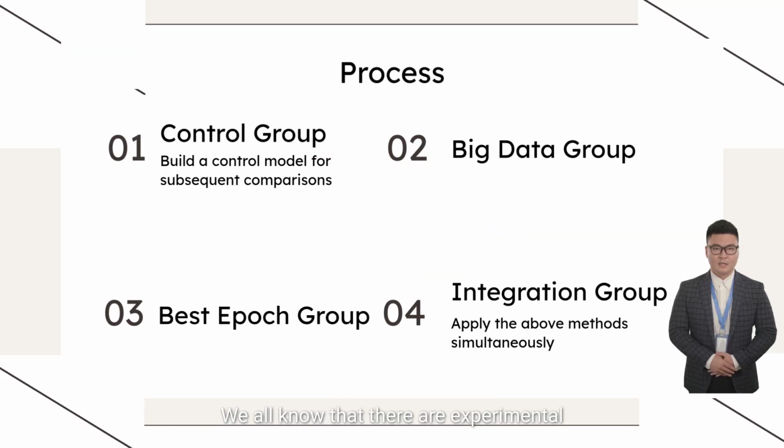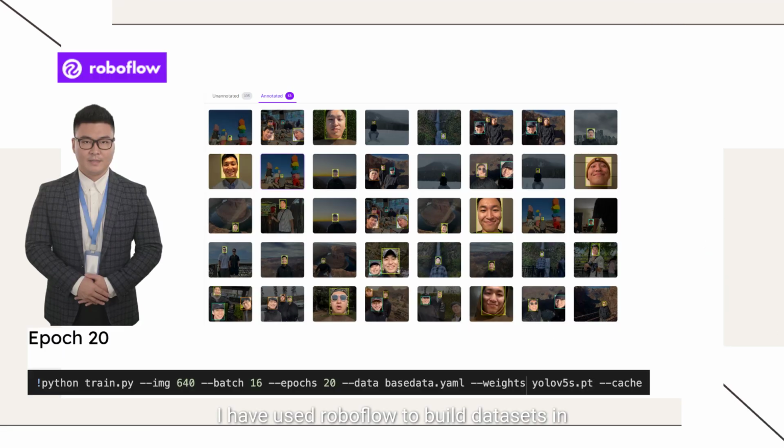We all know that there are experimental groups and control groups for experiments, so I divided the experiment into 4 groups, one of which is the control group, and the rest are the Big Data Group, the Best Epoch Group, and the integration group that uses the above methods. I have used RoboFlow to build datasets in the following. Let's start with the control group, where I use my face as the test subject. I use the following command to train, and I set the epoch to 20.